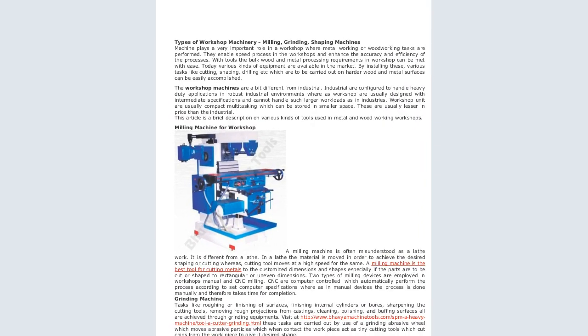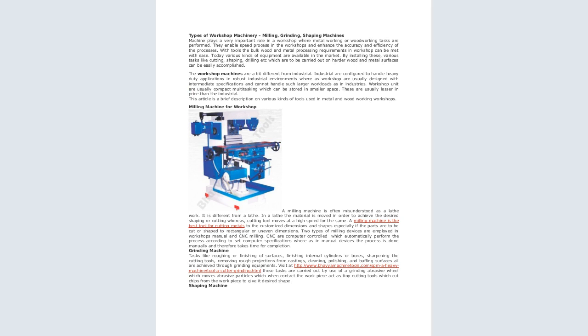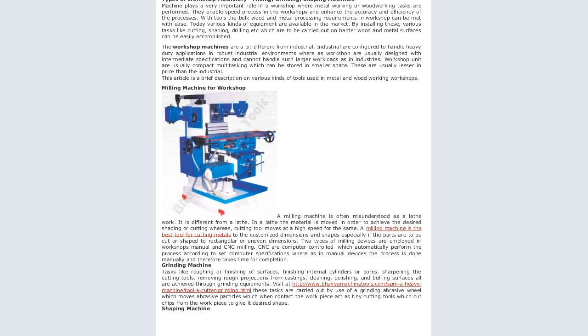So I start off: machines play a very important role in the workshop where metal working or woodworking tasks are performed. They enable speedy processes in the workshops and enhance the accuracy and the efficiency of the process. With the tools, the bulk wood and metal processing requirements in a workshop can be met with ease. Today, various kinds of equipment are available in the market. By installing these, various tasks like cutting, shaping, drilling, etc., which are to be carried out on the harder wood and metal surfaces, can easily be accomplished.